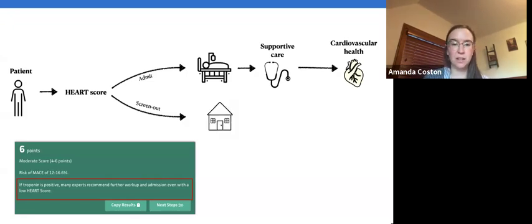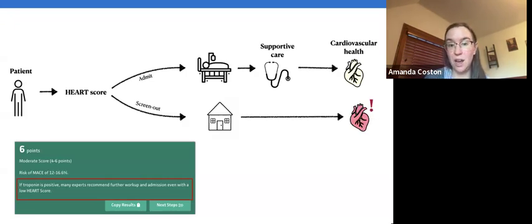But suppose they screen that same patient out, and that patient was actually at high risk and should have been admitted. They could have a negative cardiovascular event. So that's the problem of decision dependencies, where we only selectively observe outcomes depending on the historical decision.